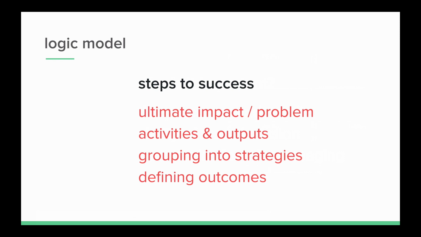And each of these is going to be a step that we're going to take. We'll give you a chance to actually go through the exercise. And then at the end, you will have a logic model that you can work with. So first off, the first step here is going to be creating our ultimate impact and our problem statements. The second step is going to be building out our activities and outputs. The third step is going to be grouping those activities and outputs into what we call strategies. And then finally, we're going to be defining the outcomes that those strategies generate.